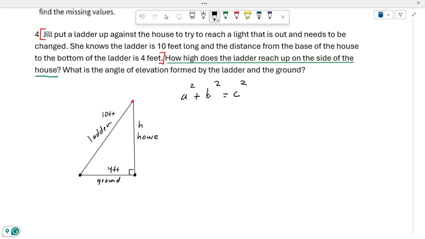In this picture, one of our legs is 4. It does not matter which one you make A and B. That never matters in the Pythagorean theorem. A and B are your legs, and you can put them in either order.